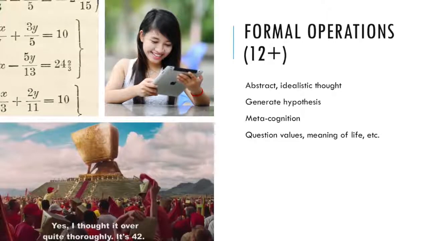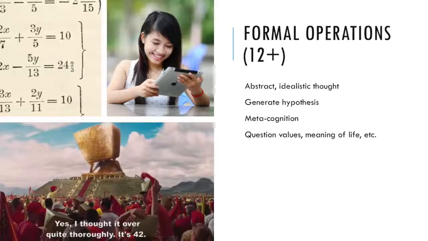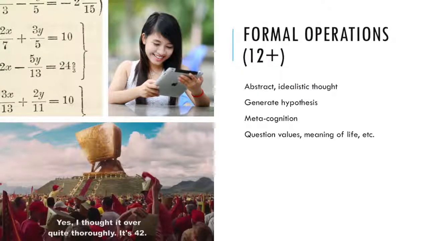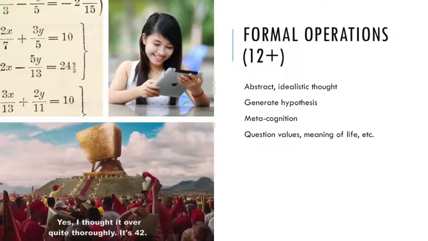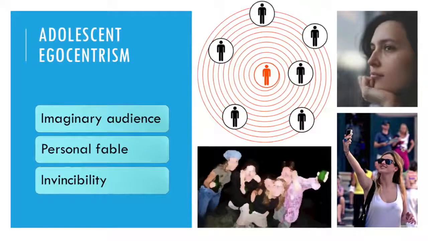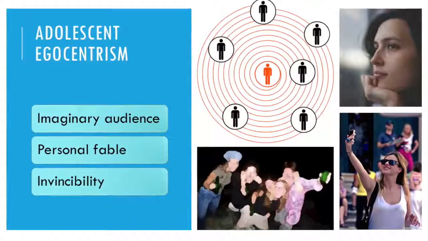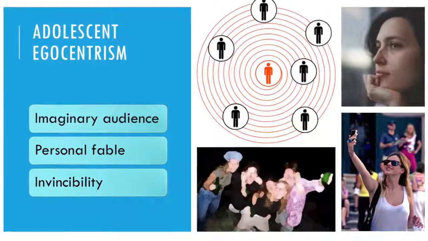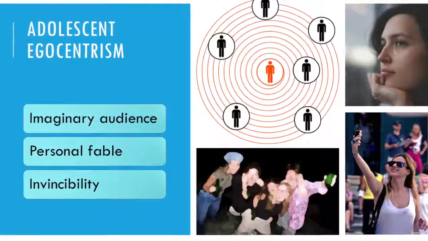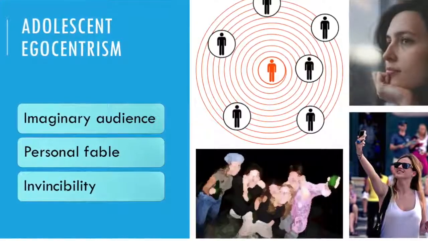A reflection and questioning of values, the meaning of life, religion, consistency, hypocrisy, beliefs, and motives are all put into question during this period. Elkind in 1976 proposed adolescent egocentrism is the belief that others are as interested in them as they are in themselves. And this includes beliefs like imaginary audiences, whereby it is thought that everyone is looking at them.